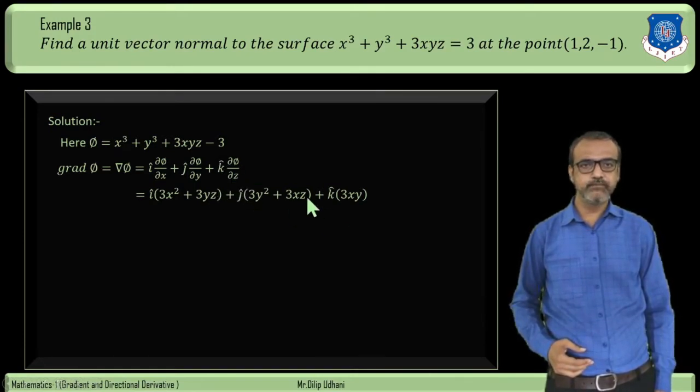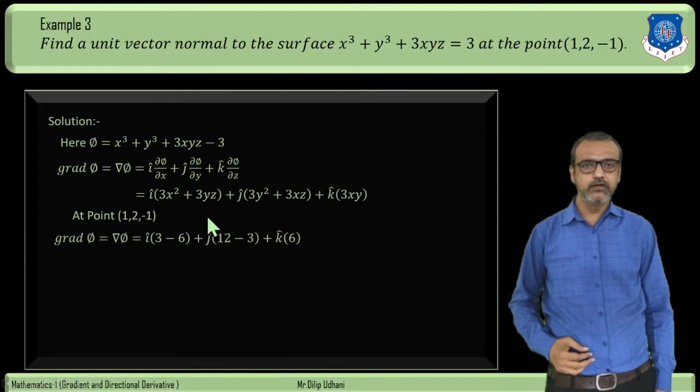Then after plus k cap, and now del phi by del z, that is partial derivative of phi with respect to z. So we will keep x and y constant. So derivative of x cube is 0, y cube is 0, and for this term 3xyz, 3xy will be as it is, and derivative of z with respect to z is 1. So 3xy into 1, that is 3xy, and minus 3 is a constant value, so its derivative will be 0.